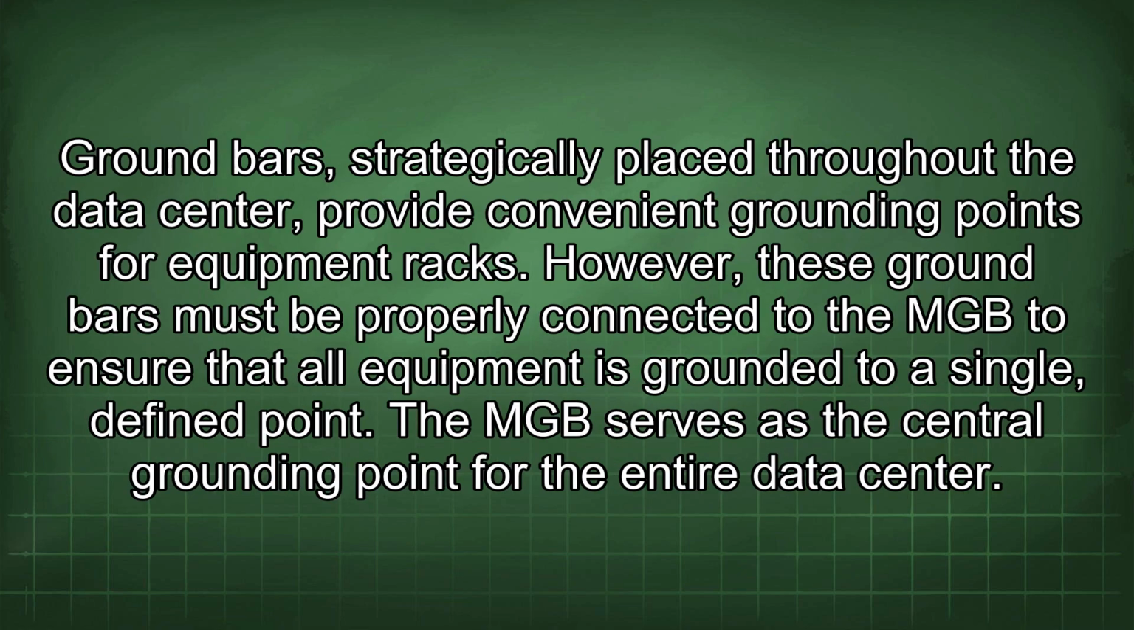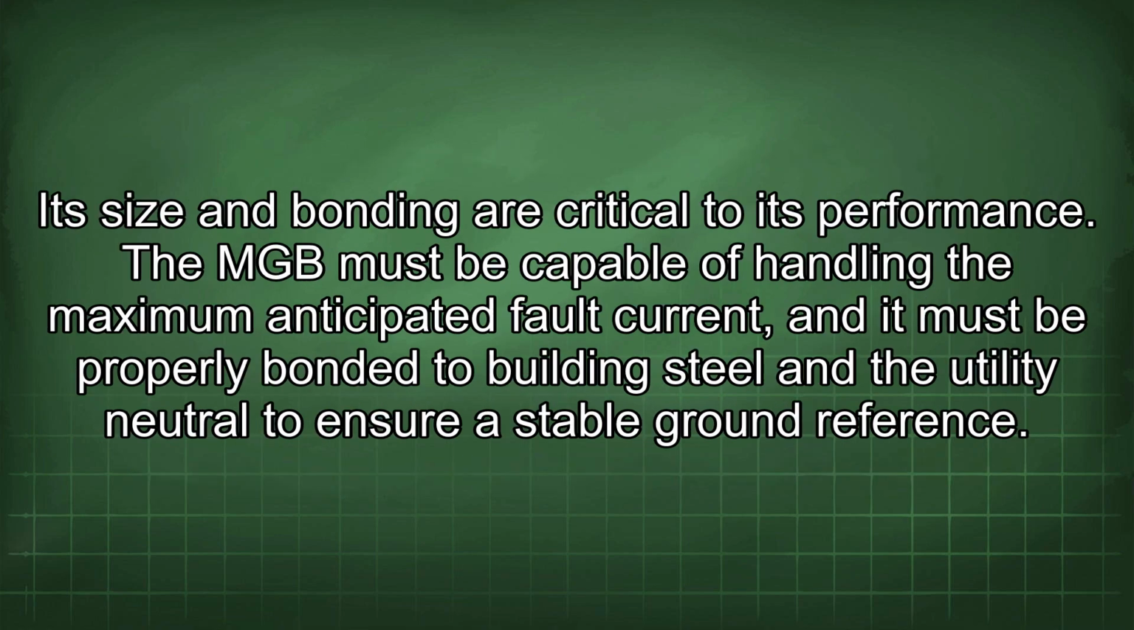Ground bars strategically placed throughout the data center provide convenient grounding points for equipment racks. However, these ground bars must be properly connected to the MGB to ensure that all equipment is grounded to a single, defined point. The MGB serves as the central grounding point for the entire data center. Its size and bonding are critical to its performance. The MGB must be capable of handling the maximum anticipated fault current, and it must be properly bonded to building steel and the utility neutral to ensure stable ground reference.